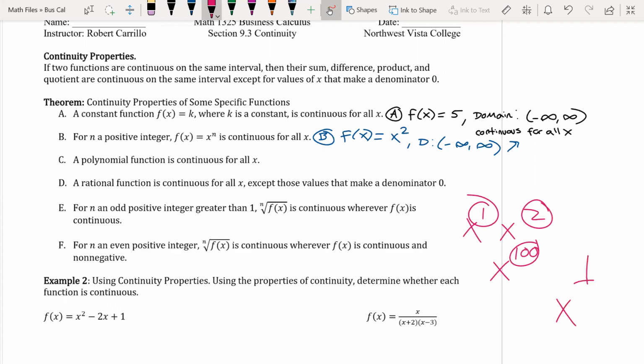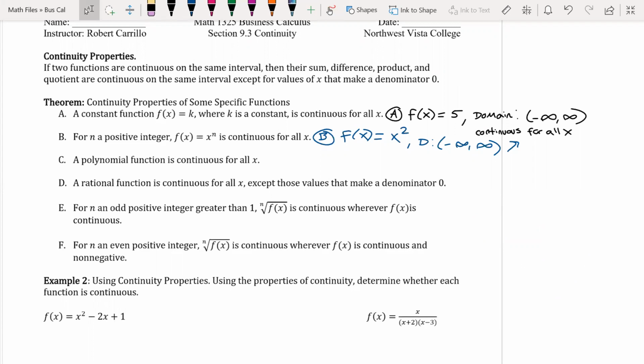If it was x to the 1/2, would that represent a polynomial? No, because it's not a whole number. So to be a polynomial function, your exponents must be whole positive numbers.